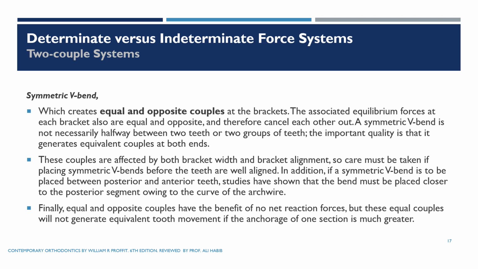So the bend can be placed in the middle as a V bend. The types of bend that we use in orthodontic treatment are either V bend or step bend. We want to see how a V bend affects the force system of the 2 giant teeth, and how the step bend affects the 2-unit system. When we place the bend in the middle between the 2 equal units, this is called a symmetric V bend. This will create equal and opposite couples at the brackets.